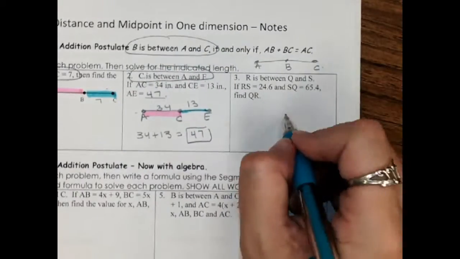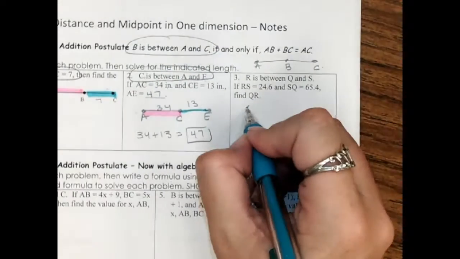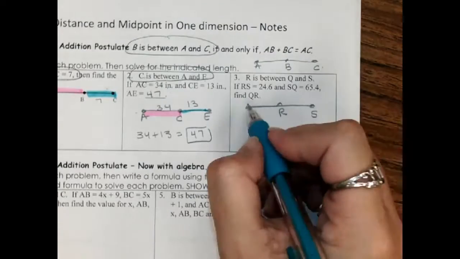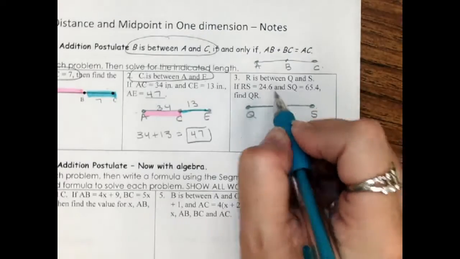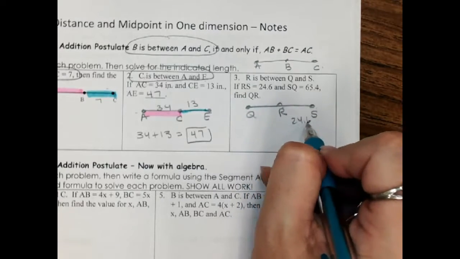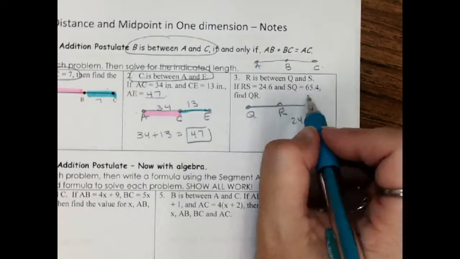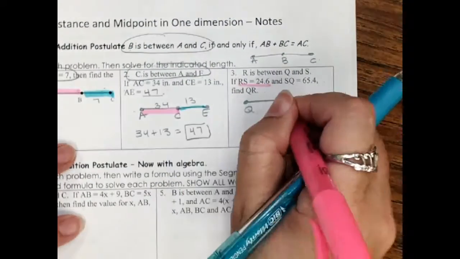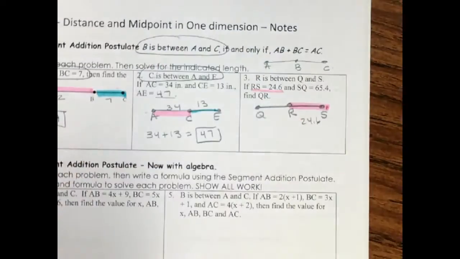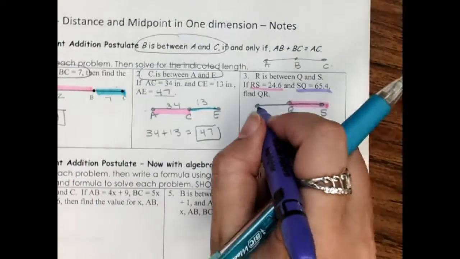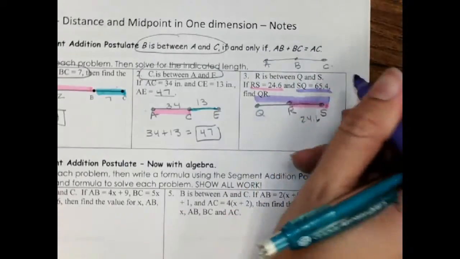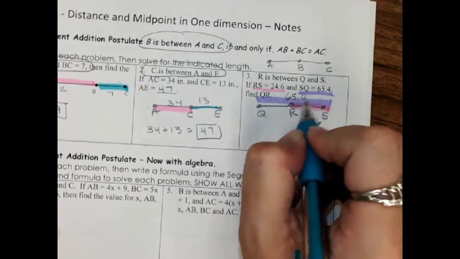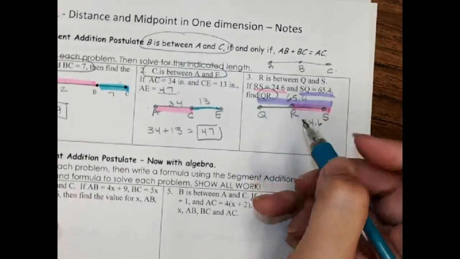And finally, we have one that has some decimals in it. R is between Q and S. RS is 24.6. And then they tell me SQ. They didn't tell me this part. So here they told me this part, RS is this much. And then what they told me was SQ is this much. So this whole thing is 65.4. And what they want to know is SQ, this part right here.